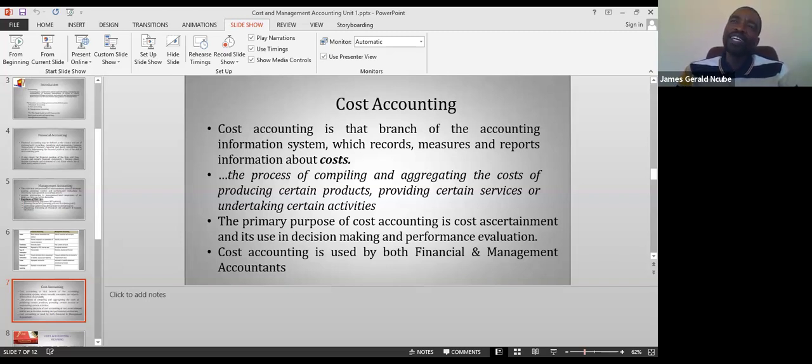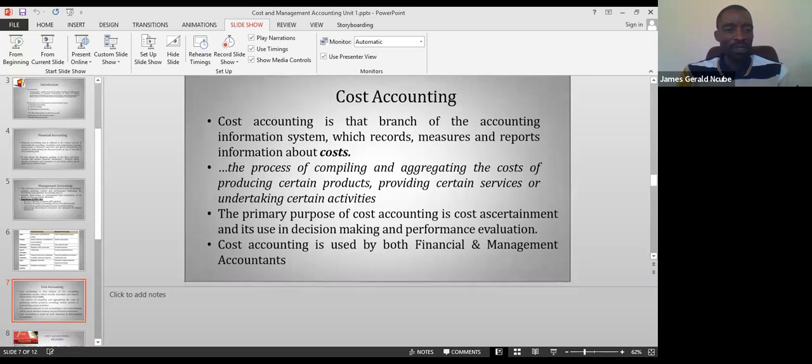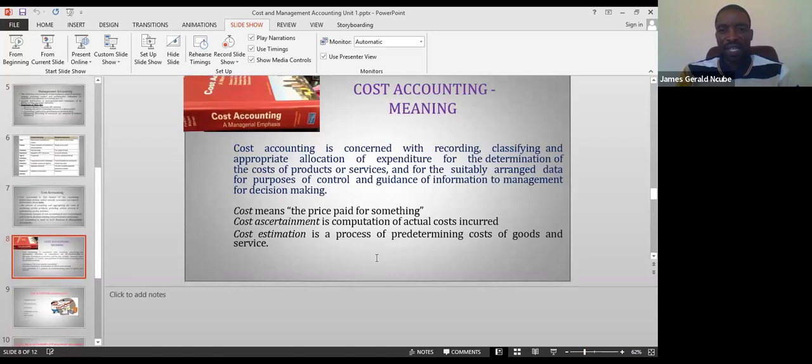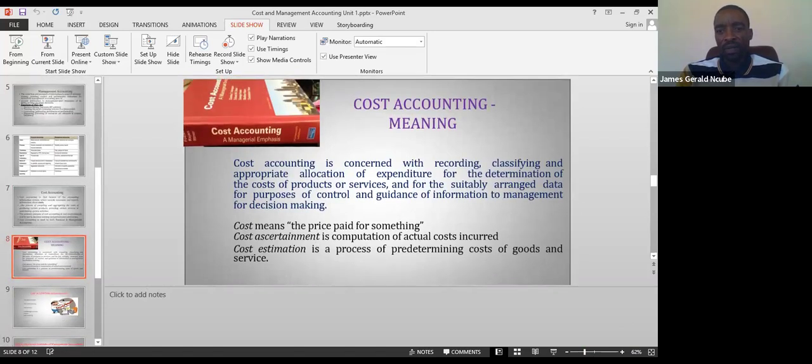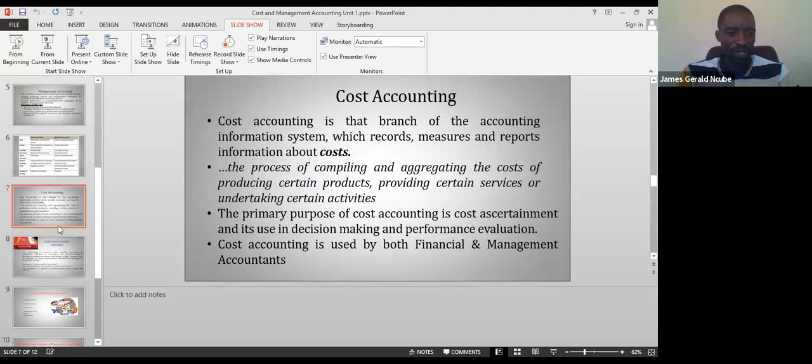How have we fared? How has this department fared? How has this branch fared? All that information can be revealed through a cost accounting system. Cost accounting, on the other hand, is also used by both financial and management accountants. It is of paramount importance to both the financial and management accountants.